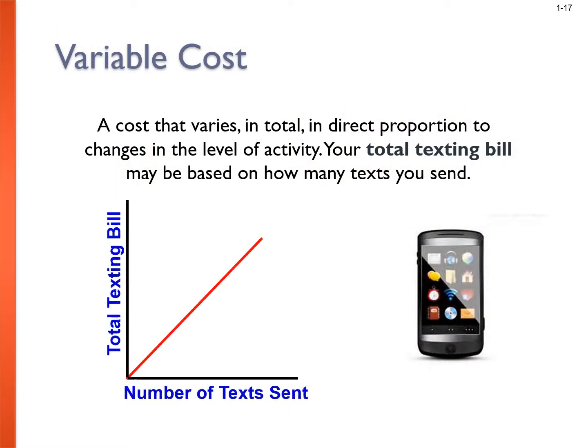A variable cost will increase as the amount of product increases, and it increases in the same proportion. So your total texting bill may be based on how many texts you send. The more texts you send, the higher your bill. The more product you make, the higher your variable costs.